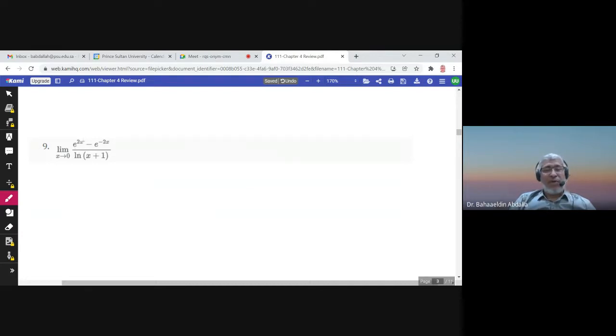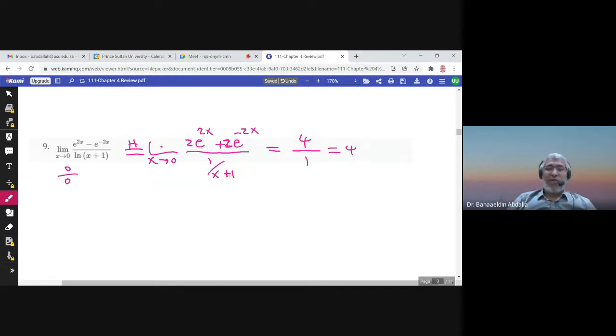If I replace x by 0, e to the power 0 is 1. E to the power 0 is also 1. 1 minus 1 is 0. 0 plus 1 is 1. Ln 1 is 0. So I have 0 over 0, and I can use L'Hopital's formula. Derivative of e to the power 2x is 2 times e to the power 2x. Derivative of e to the power negative 2x is e to the power negative 2x times negative 2. So this would be positive. Derivative of ln is 1 over x plus 1. Now, if I replace x by 0, e to the power 0 here is 2. E to the power 0 is 2, so I have 2 plus 2, which is 4. And if I replace x by 0 here, 1 over 1 is 1. So the answer is 4.